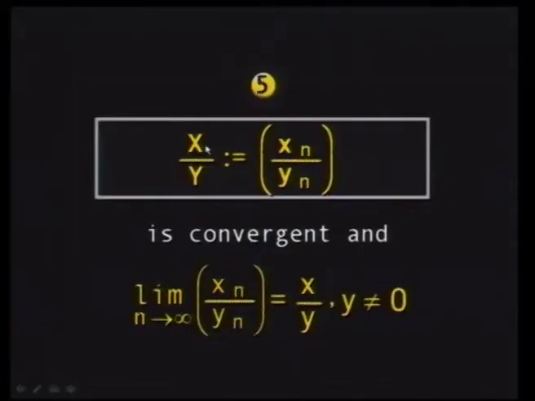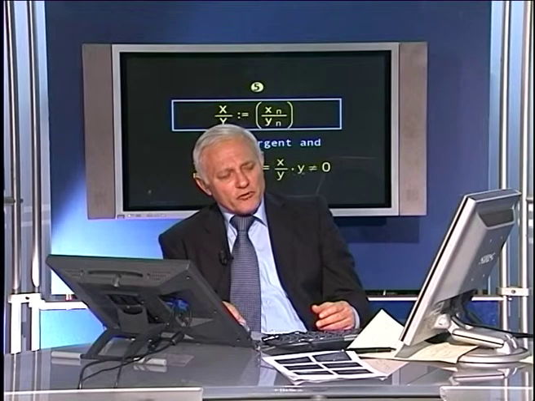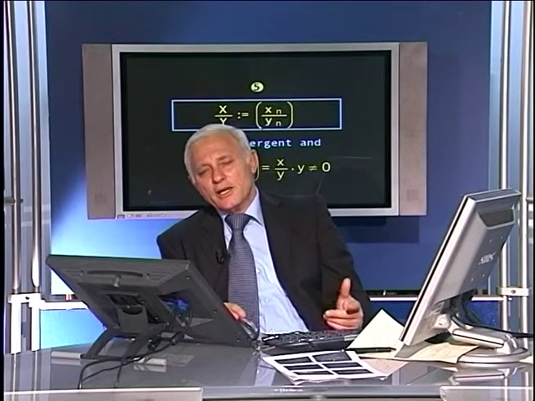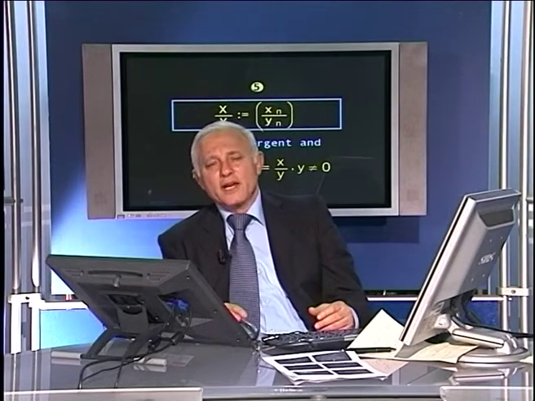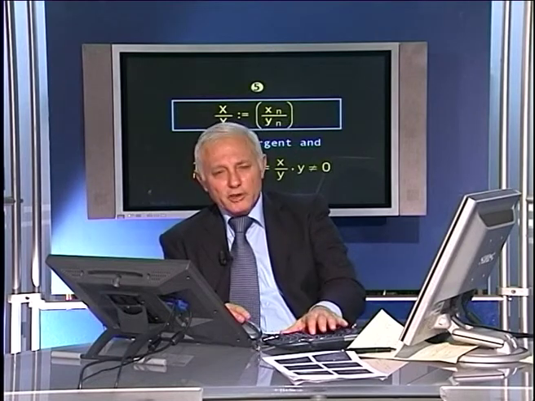So if each of x and y tend to limits small x and small y, then the limit of this new sequence is equal to small x over small y. In other words, the ratio between both limits, provided, of course, that the limit of the sequence in the denominator, small y, is not equal to 0.